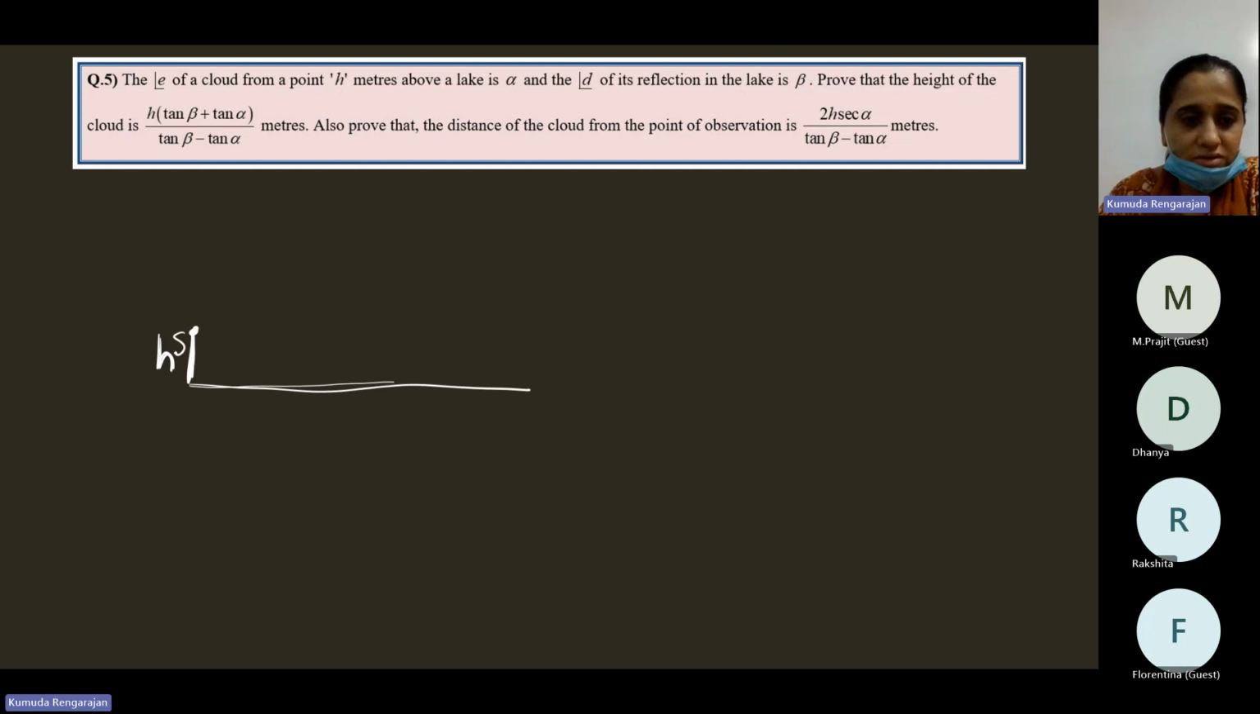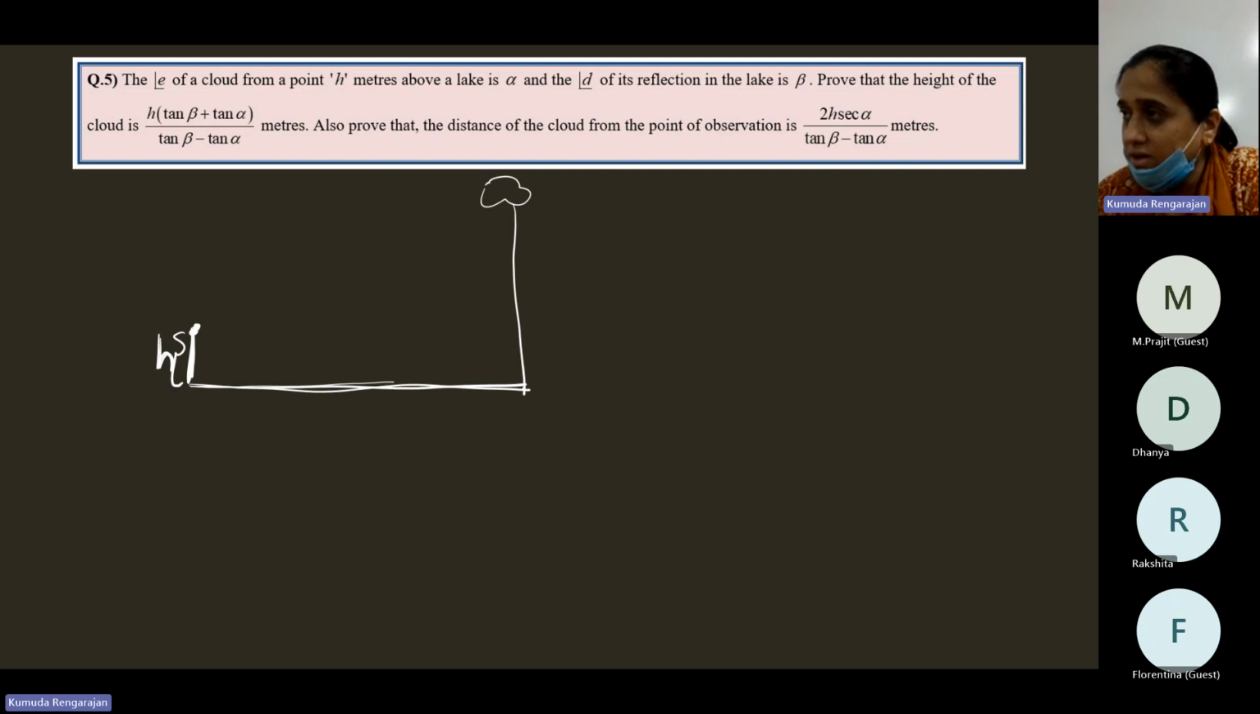This is h meters above the surface of the lake, and this is the position of the observer. The angle of elevation of a cloud from a point h meters above the lake is alpha. Where is the cloud? Say like here. This is the height of the cloud above the surface of the water.